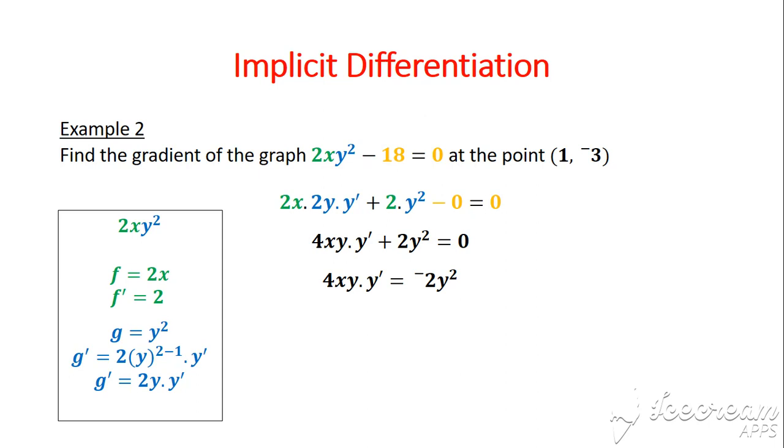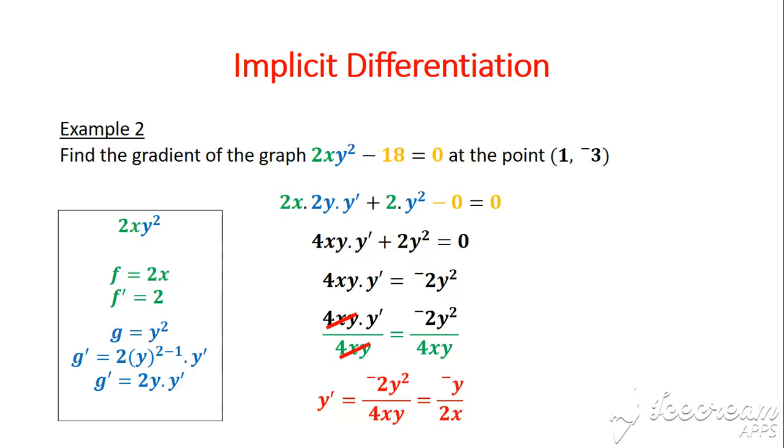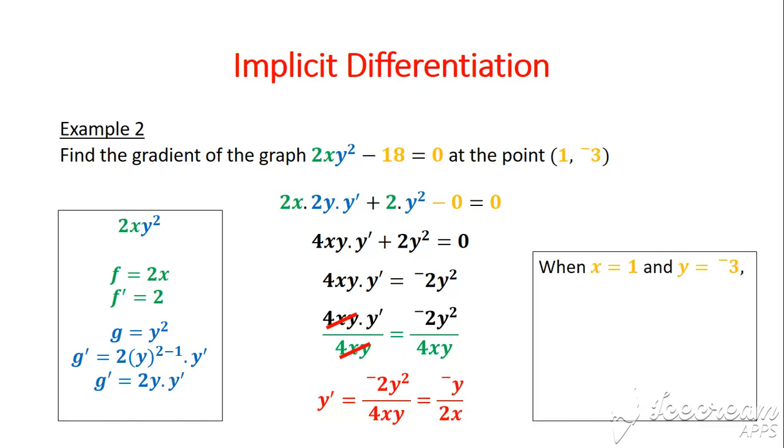Right, let's subtract 2y squared on both sides. And let's divide everything through by 4xy to cancel this here and leave us with y dash, the gradient rule, which is equal to negative 2y squared over 4xy. We can simplify that if we wish.